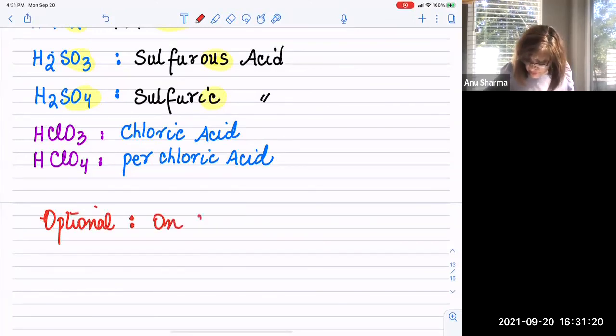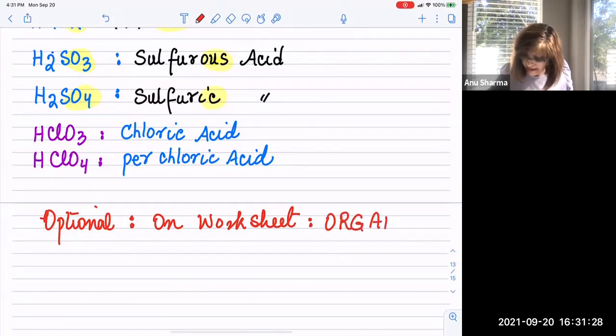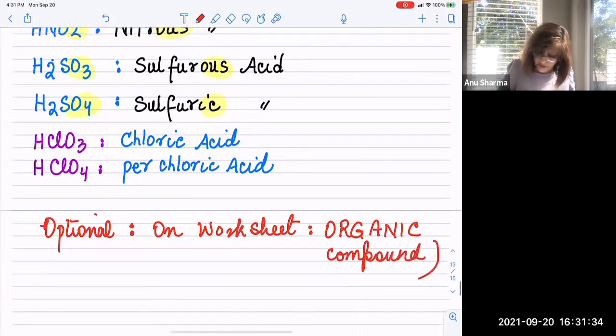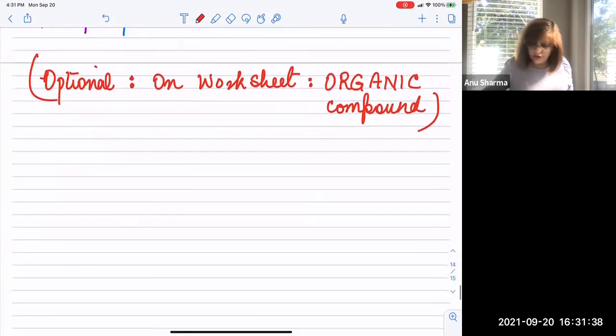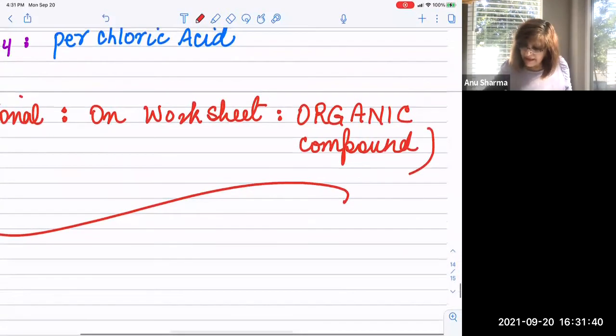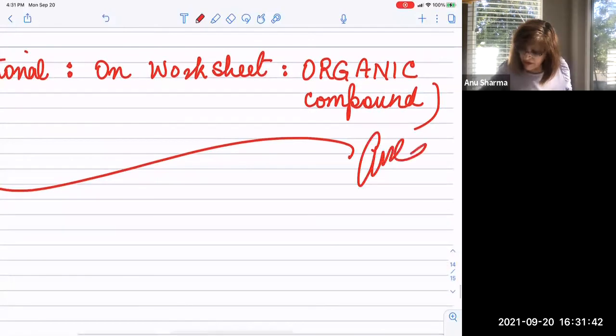You can leave out the optional part on the worksheet. What is optional? Organic naming, organic compounds. If you do it, it's fine, it's good for you, and if you have time, you can do it. But it's not like I'm going to give extra credit or something.